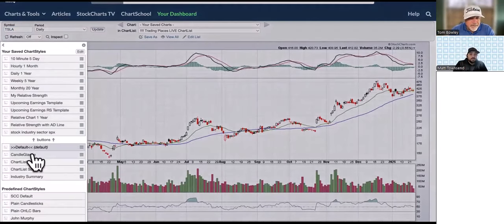I think it's down here. Yeah, it's not one of the buttons that's up top. It's down below. So here's CandleGlance. And it doesn't have to be one of your live style buttons. You just have to have one that's called CandleGlance.